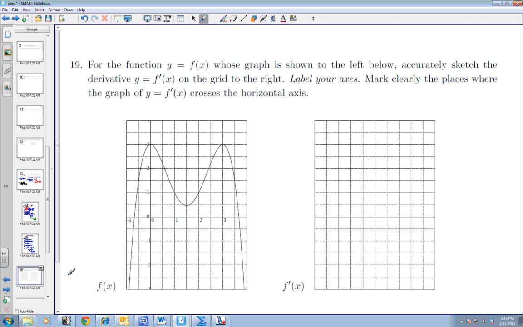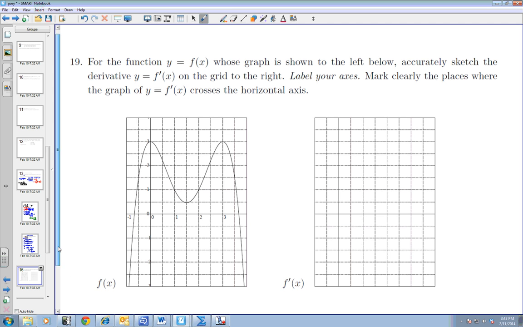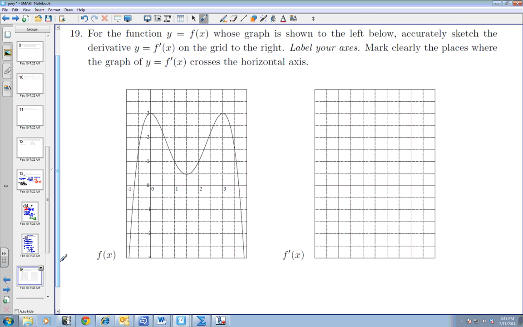19. For the function whose graph is shown to the left, accurately sketch the derivative y equals f prime of x on the grid to the right. Label your axes. Mark clearly the places where the graph crosses the horizontal axis. Okay, so he should have taught you that anywhere I have a maximum or a minimum on my original graph, that's where it crosses the x-axis.